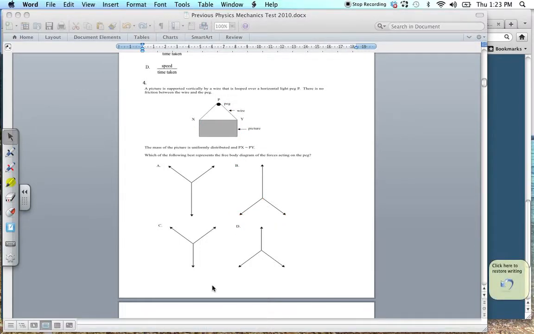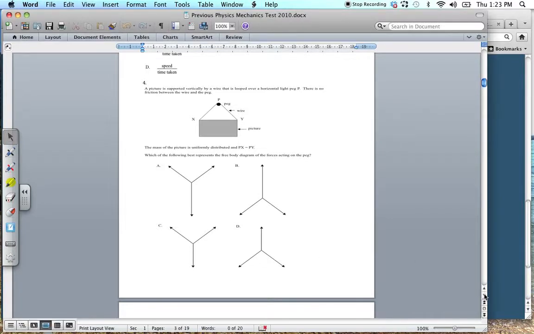Important thing there to realize, no acceleration, therefore all the forces are cancelling each other out. There's no net force acting.